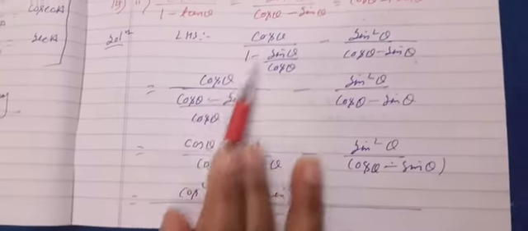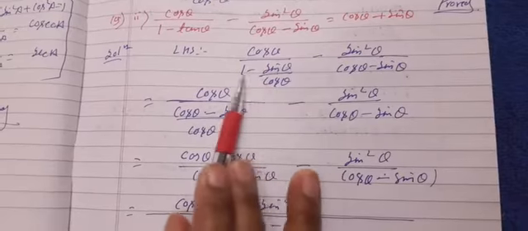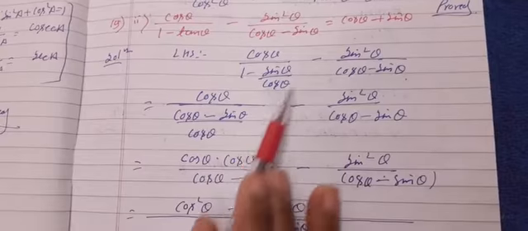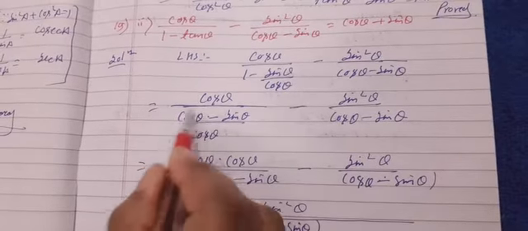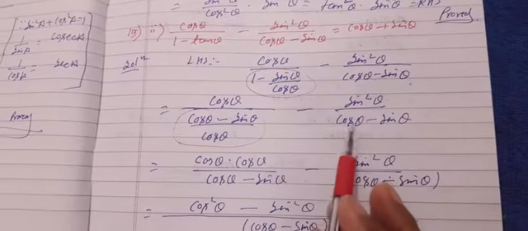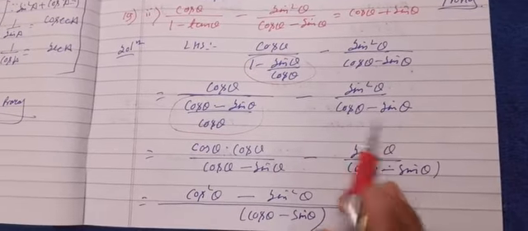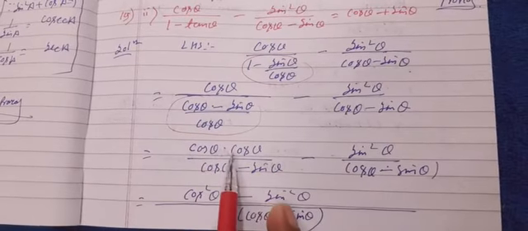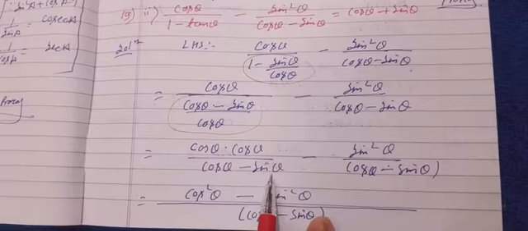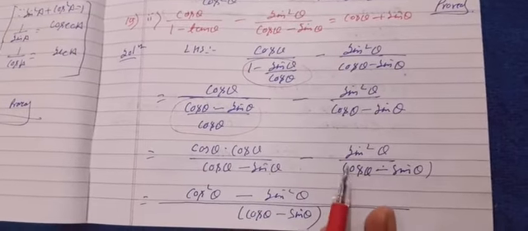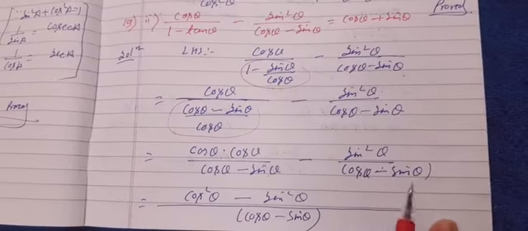Then what I did: cos theta, and we are going to subtract it. So LCM is cos theta, and here is cos theta minus sin theta. This part is the solution of this one. Minus sin square theta upon cos theta minus sin theta. Now this cos theta will multiply with the numerator, so I did cos theta into cos theta upon cos theta minus sin theta, and the right side as it is, sin square theta upon cos theta minus sin theta.